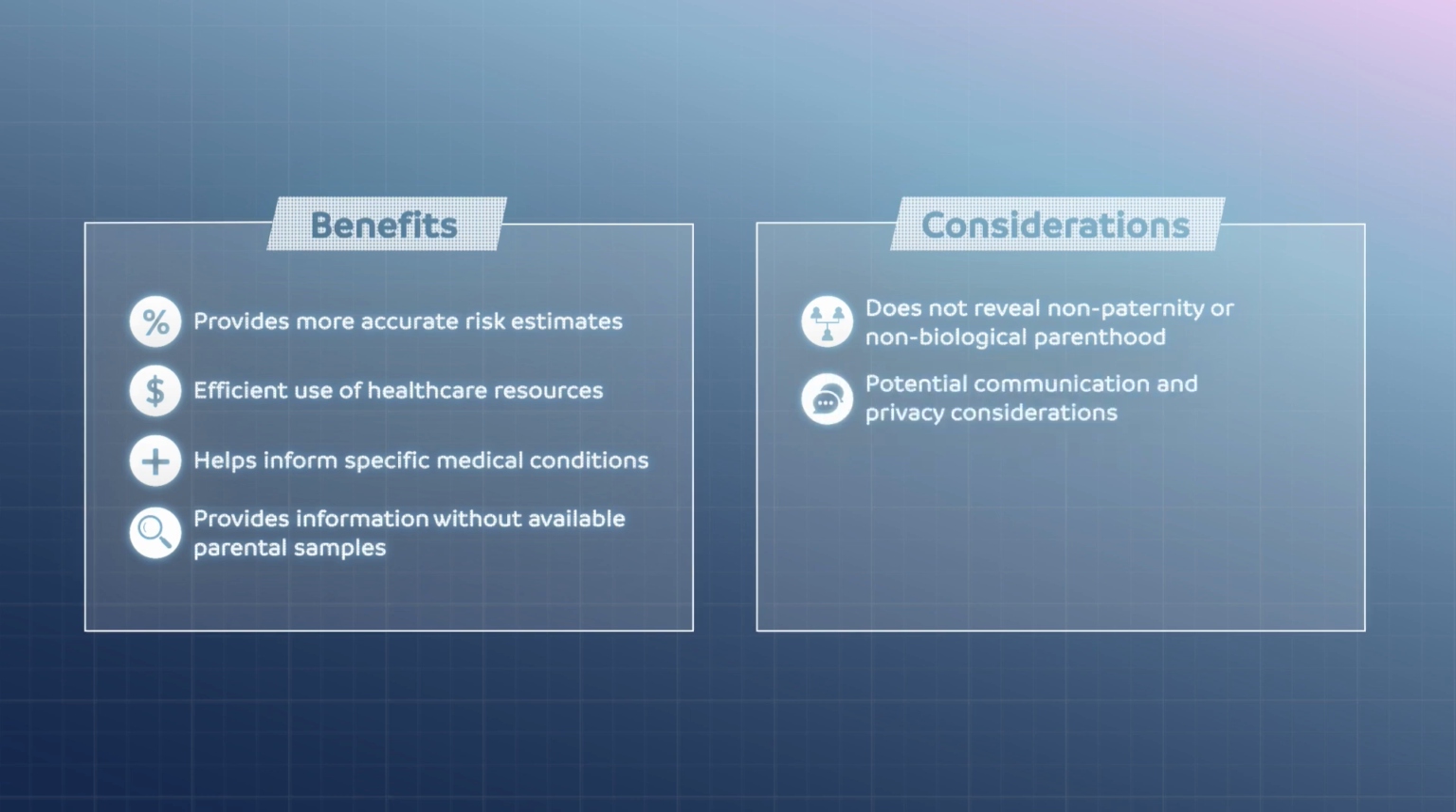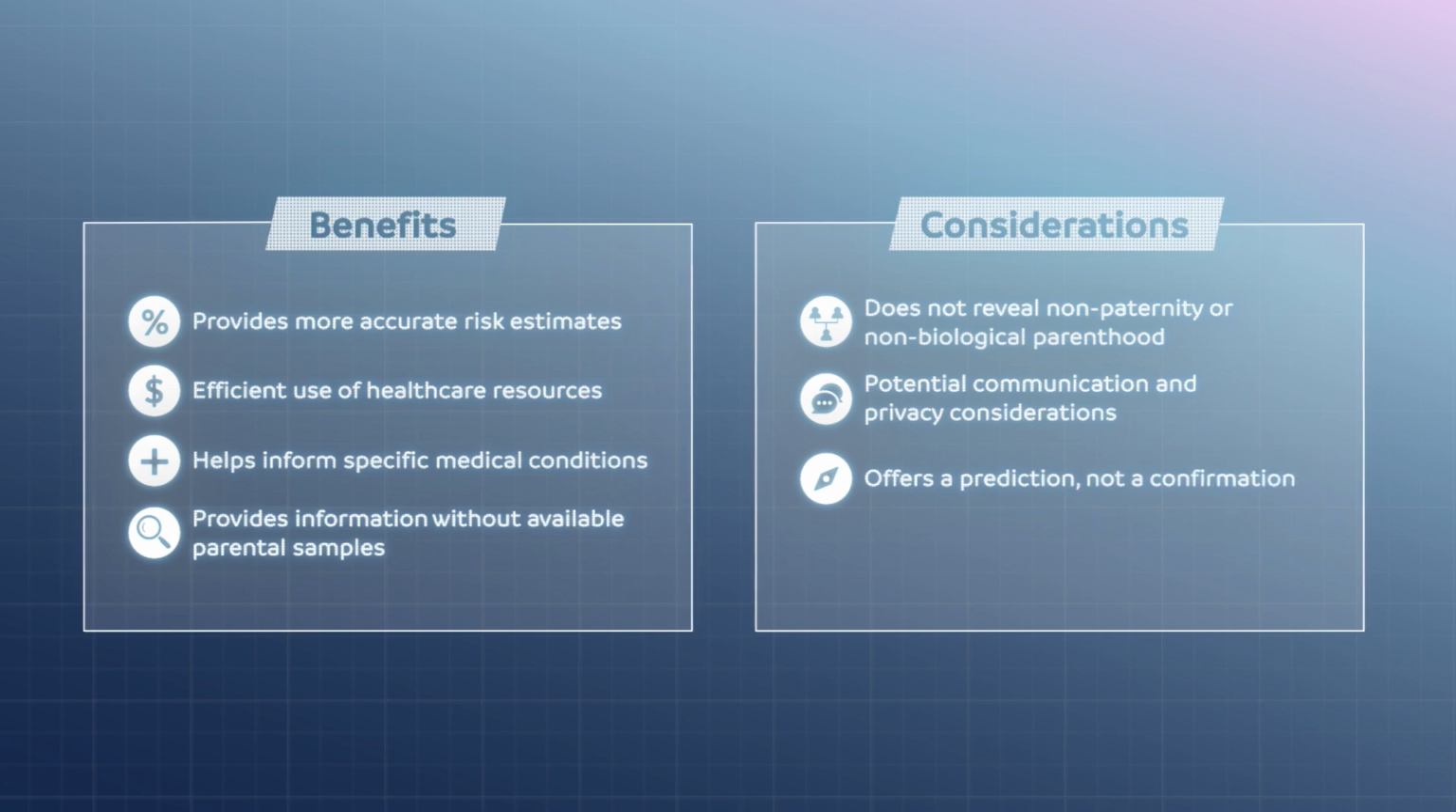Clinicians should also be aware of potential communication and privacy considerations. If a variant is predicted to come from a specific parent, thoughtful counseling can help manage discussions about possible carrier status while respecting autonomy and confidentiality. Importantly, parent of origin testing provides a prediction, not confirmation, allowing families to decide whether to pursue follow-up testing.